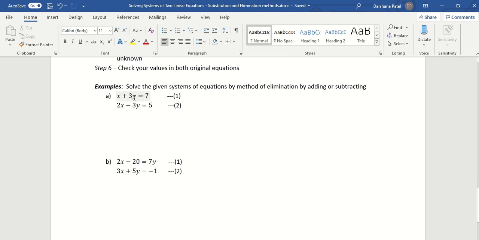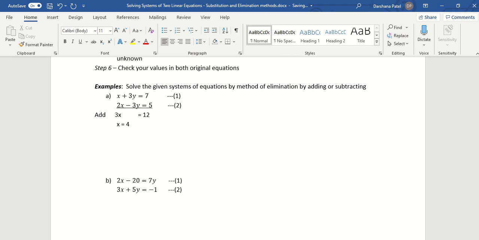Let's say I have x plus 3y equals 7, 2x minus 3y equals 5. Either you try to make them the same number of x's or the same number of y's. In this particular case, we already have the same number of y's. Now sign wise, because we already have opposite signs, we will add our equations. So when we add, x plus 2x will give me 3x, 3y plus negative 3y will be 0, and 7 plus 5 will give us 12. So now we have 3x equals 12. Divide both sides by 3, we will get x equals 4.